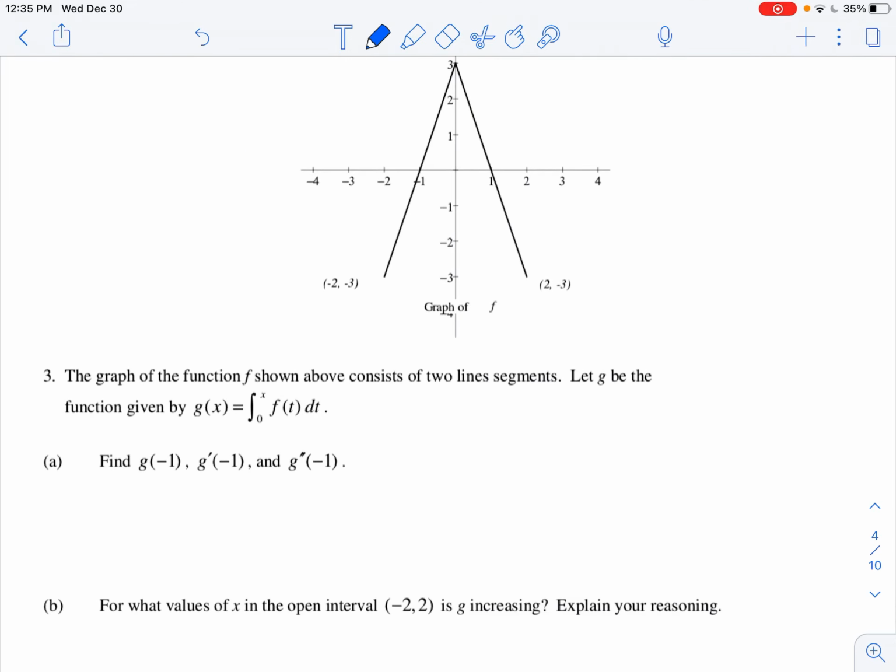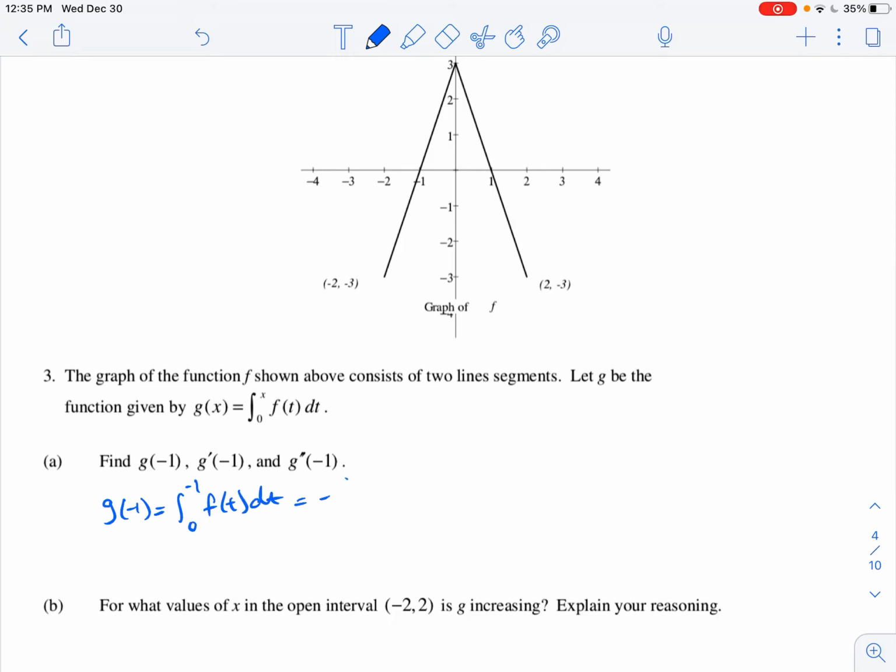Okay, this one right here. The graph of the function f shown above consists of 2 line segments. Let g be the function given by g of x, the integral from 0 to x of f of t dt. Find g of -1, g prime of -1, and g double prime of -1. All right, so let's go ahead and get started. g of -1 is the integral from 0 to -1 of f of t dt.